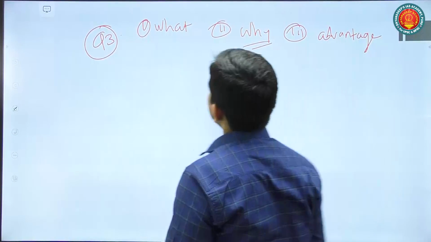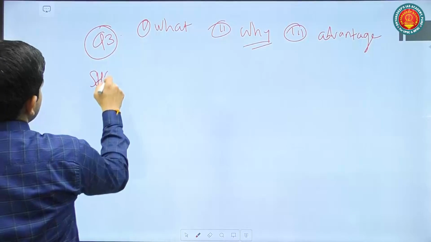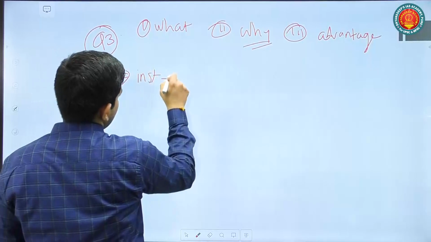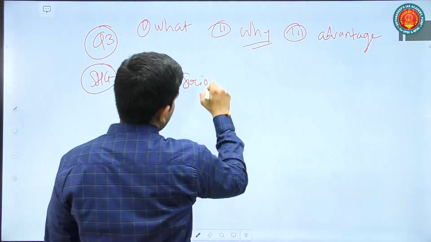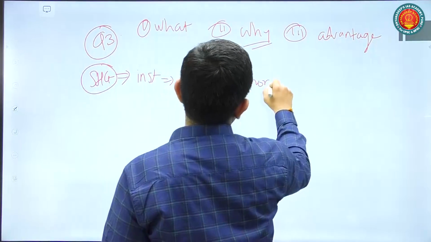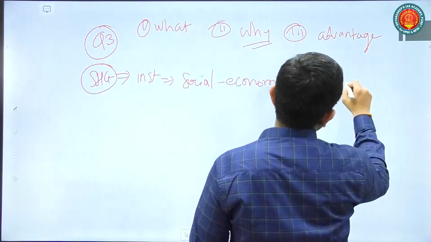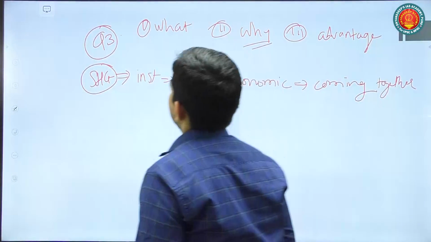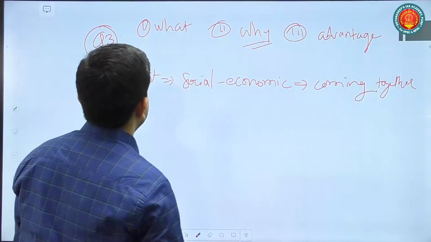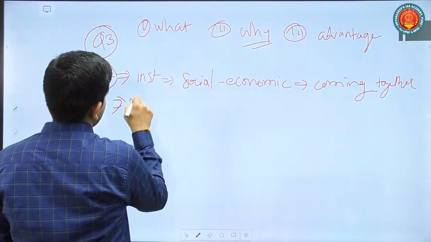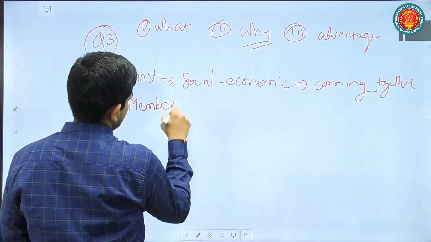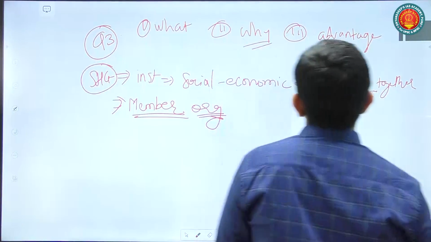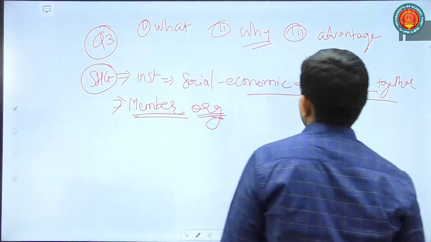Now the question is very simple. What is a self-help group? A self-help group is like an organization or institution or mechanism under which people belonging to the same social and economic background are coming together as members of the organization. Okay, so these are people having common economic, political interests.